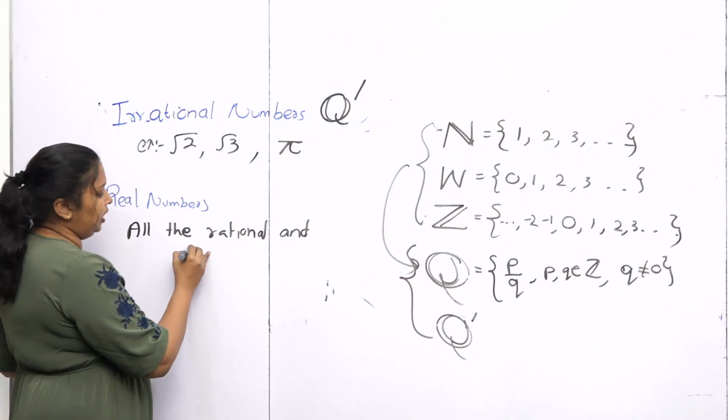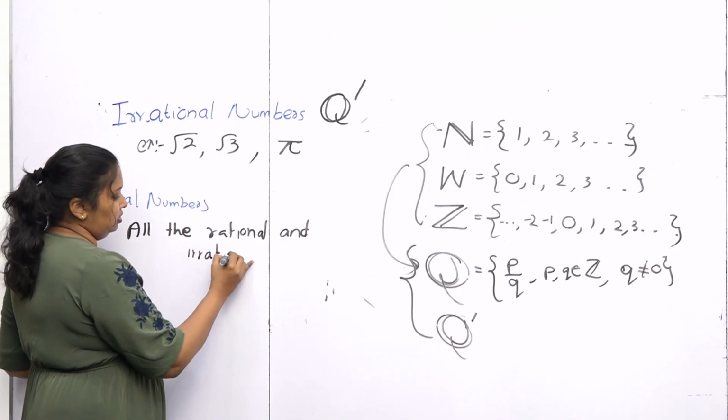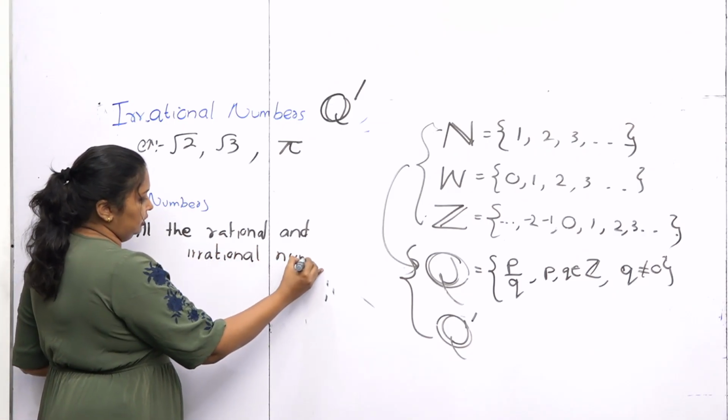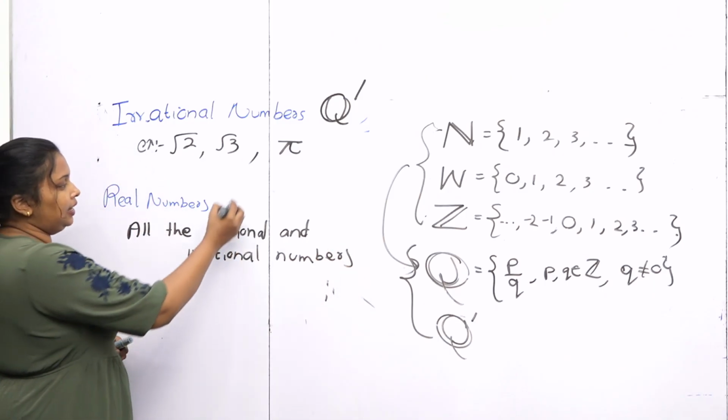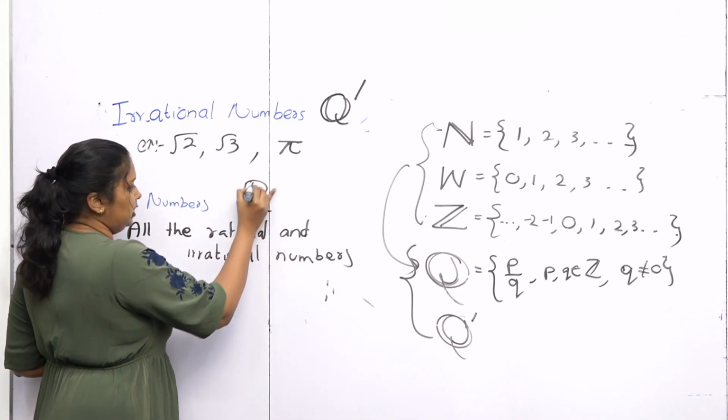All the rational and irrational numbers. Clear? Right. All rational and irrational numbers we call real numbers, and the notation for the real number set is this, R. Okay?